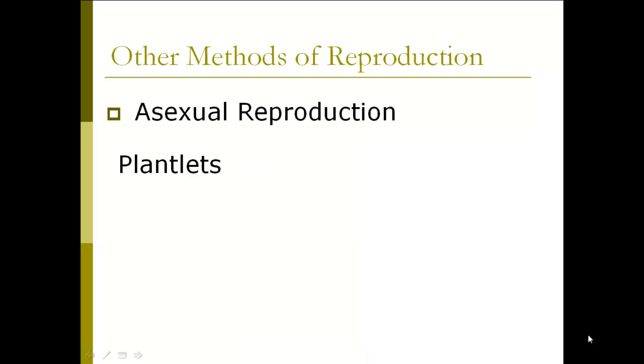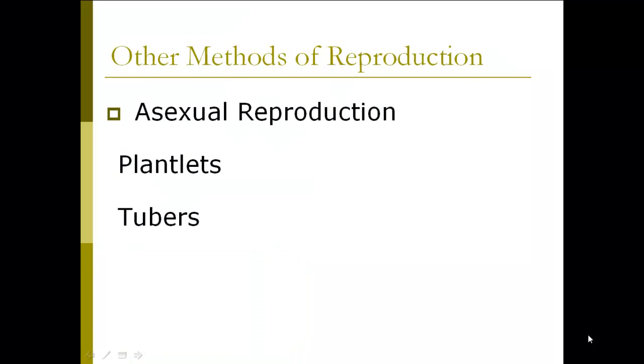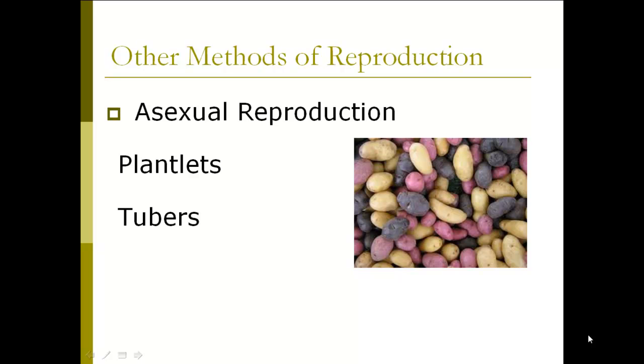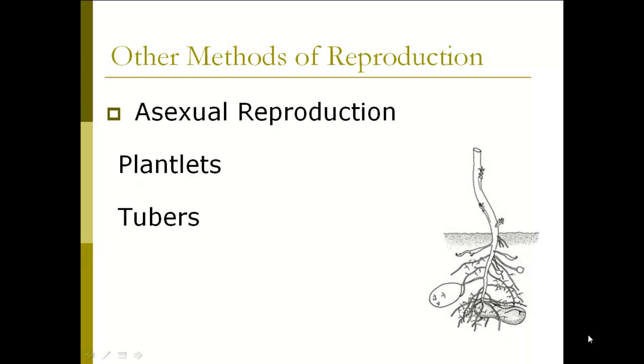The second type of asexual reproduction is tubers. Underground stems are tubers and can produce new plants after a dormant season. Potatoes are examples of tubers. You can see that the potatoes grow underground. If you leave a potato out on the counter, it will start to sprout. We will call these eyes of the potatoes, and they are the buds that can grow into new plants.